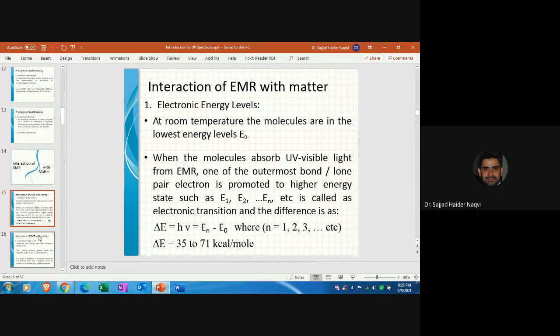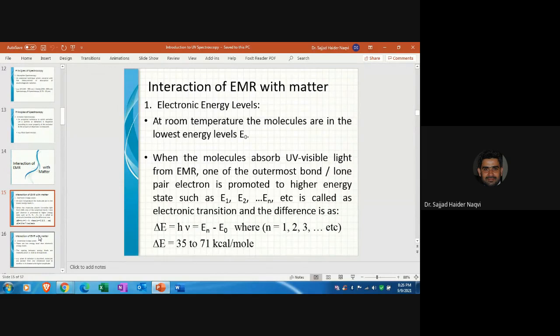So the first level of interaction is electronic energy levels. Now, what are electronic energy levels? When you keep something at room temperature, the molecules will have the lowest energy level, which is referred to as E naught. For example, you have a carbohydrate solution or protein solution or anything else you are interested in, and you keep the solution at room temperature. That's the temperature where the molecules will be at the least energy, and that is called E naught.